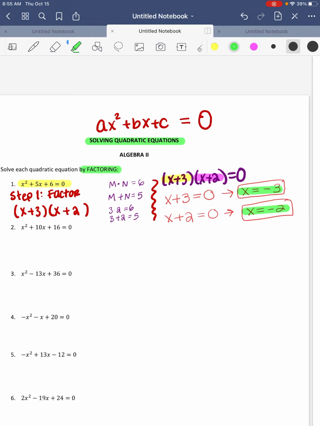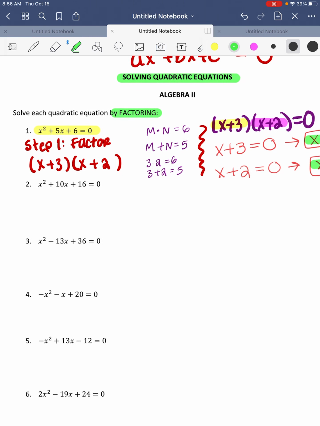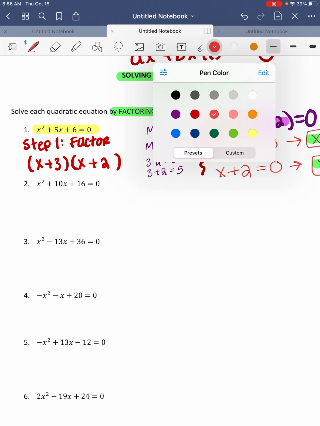So again, it's very easy. Step 1 is to factor. Step 2 is to set each factor equal to 0 and solve for x. So the answer is x equals -3 and x equals -2. That is how we're going to do these problems. Every time they're asking you to solve by factoring, we obviously need to factor and then solve for x.